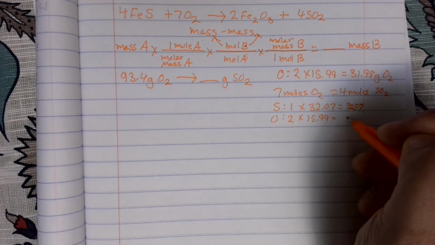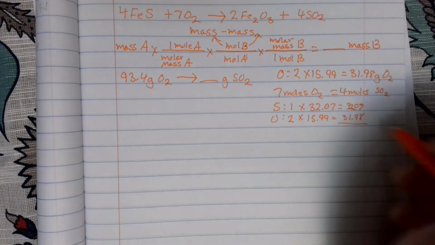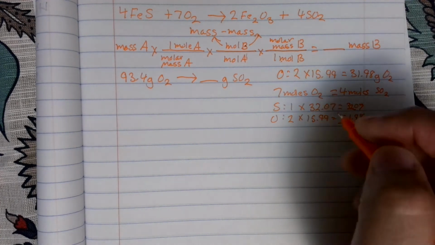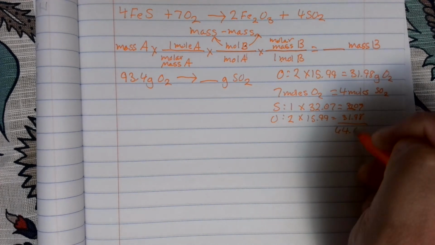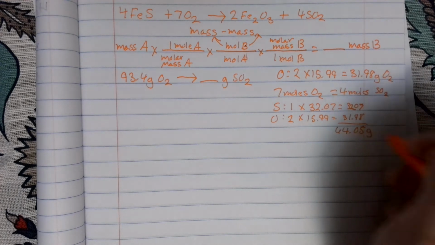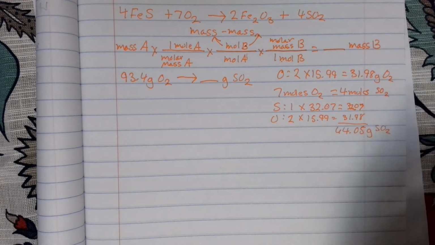And this one should equal 31.98 as well. When you add these up, that's what's going to give us our molar mass. So I got a total of 64.05 grams of SO2.